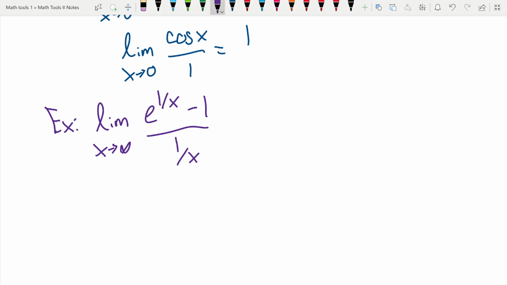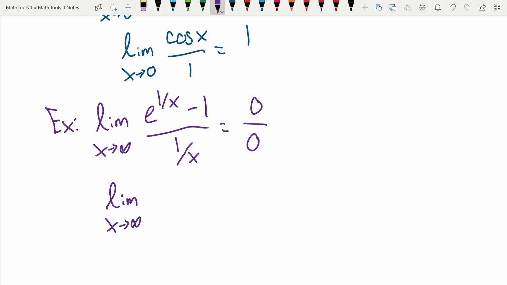First we'll go ahead and take the limit of the top and the bottom. The limit as x approaches infinity of e to the 1 over x is going to be 1. That's because the limit of 1 over x as x goes to infinity is 0, and e to the 0 is 1, right? So it's going to be 1 minus 1 on top, which is 0. And then, like I said, the limit as x goes to infinity of 1 over x is 0. So we get the 0 over 0 indeterminate form.